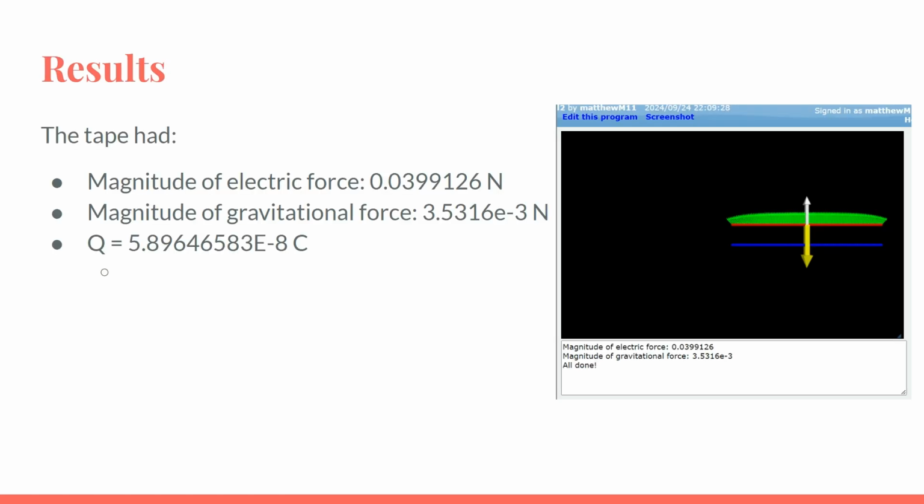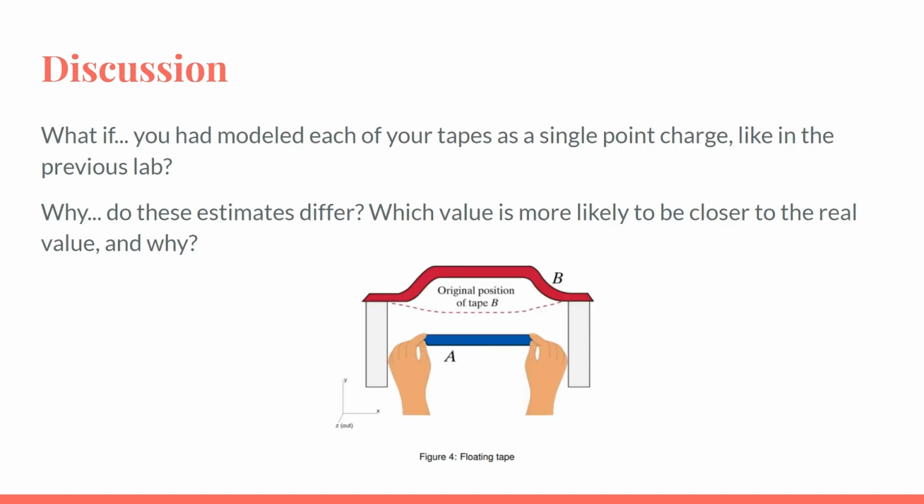So our results, like we said in the beginning, had a magnitude of electric force of 0.0399126 newtons, a magnitude of gravitational force of 3.316 times 10 to the negative third newtons, and a charge of 5.89646583 times 10 to the negative eighth coulombs. And here's an image of what this looked like, shown by our computer model when it ran.